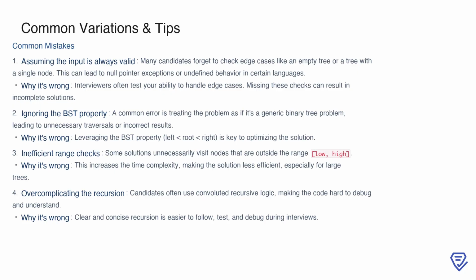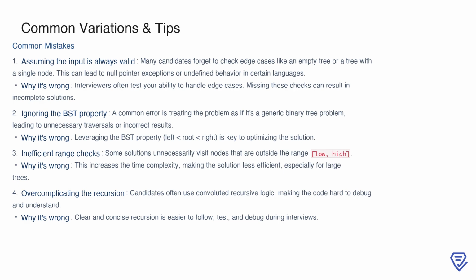Another frequent pitfall is ignoring the unique properties of a binary search tree. Some candidates treat it as a generic binary tree, which can result in unnecessary traversals or incorrect results. Remember, the BST property that the left subtree contains values less than the root, and the right subtree contains values greater, allows us to optimize our solution significantly.